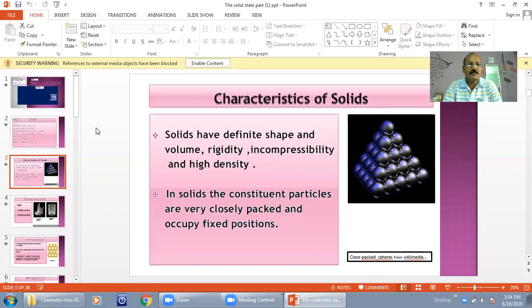So in solids, different constituent particles are there. It means these are the atoms of the solids. They are closely packed with each other, hence they occupy fixed positions. They cannot move from one another. You can see this solid packing here.